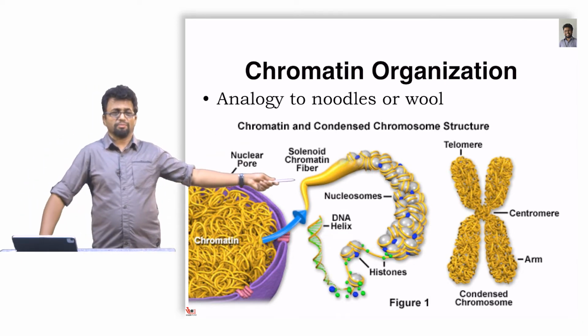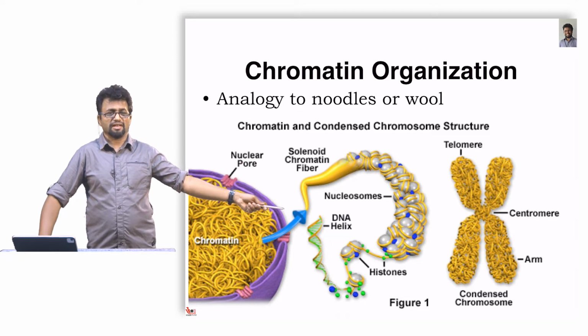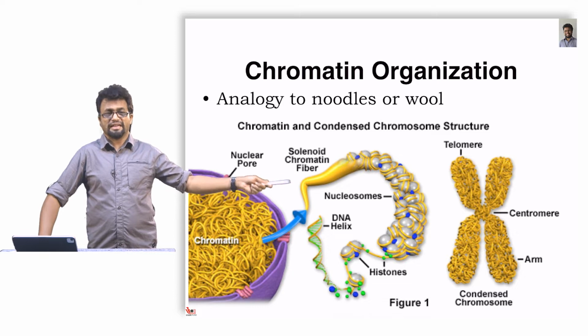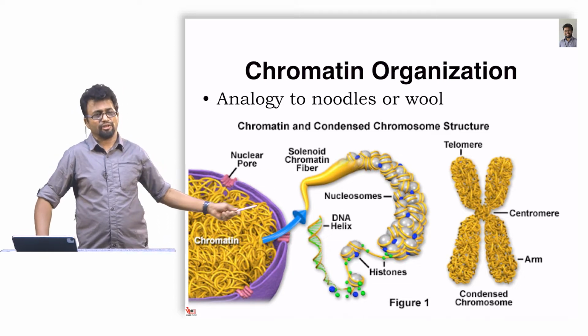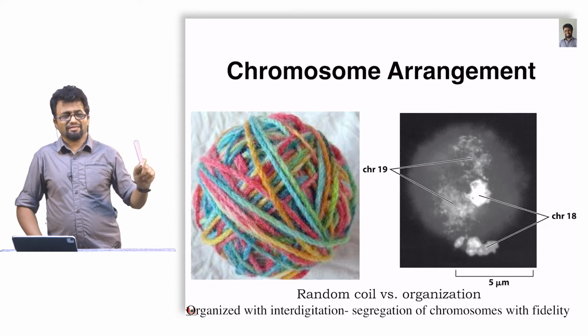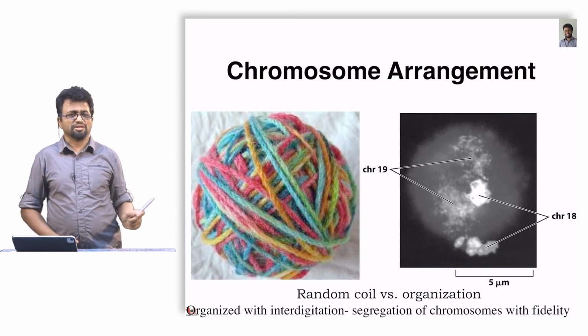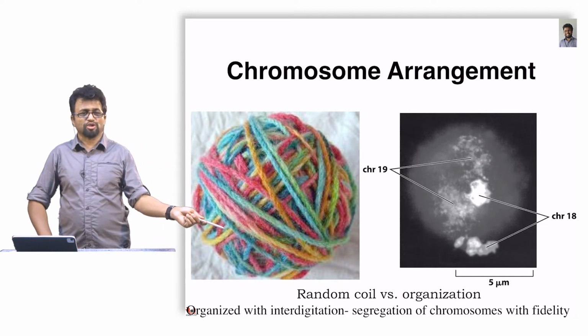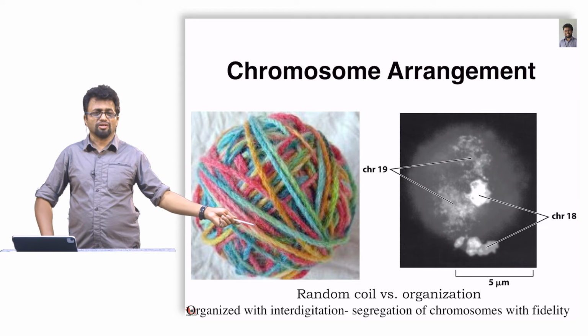And what you are familiar with, the metaphasic chromosome, looks something like this: it has a centromere, it has arms, it has telomeres, and they are the condensed form. This is what gets segregated during mitosis. The chromosomal arrangement, in fact, and there is a lot of debate about this in the literature, is thought to lie in two extremes: random coil versus organized.